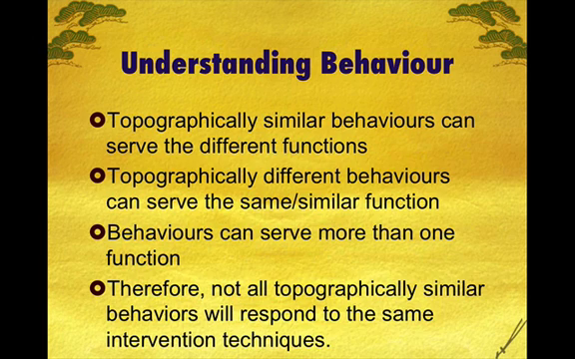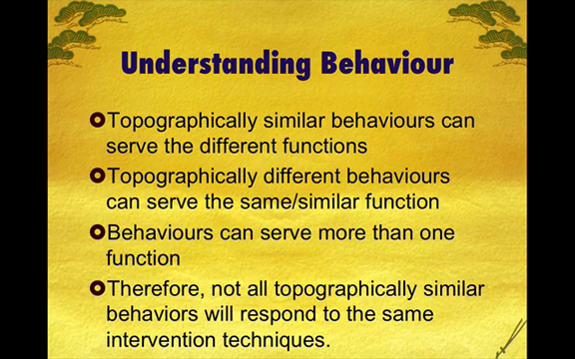One important point to remember when we do a functional assessment or a functional analysis is that topographically similar behaviors can serve different functions. So even when the behaviors look very, very similar, they may not have the same function. Also, topographically different behaviors can serve the same or similar functions. So even behaviors that look very, very different might still serve the same function. Behaviors can serve more than one function. That is also important. We've seen in the example here that the behavior may very well serve two functions. Therefore, not all topographically similar behaviors will respond to the same intervention techniques.